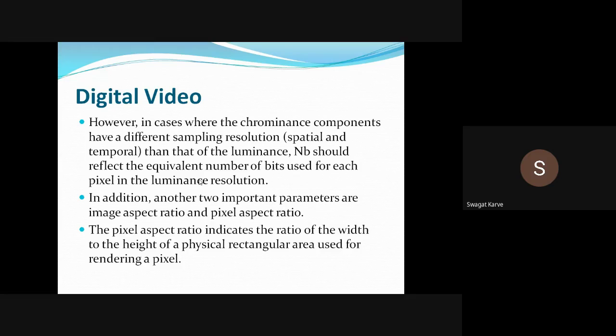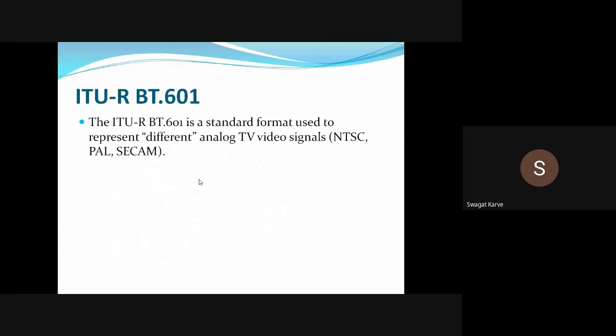म्हणजे suppose it's a 12:4, that means the width is 12, height is 4. If suppose it has a 24:8 ratio, that means 24 is the width, right, and 8 is the height. So that's the pixel aspect ratio. This is also one of the important parameters in case of digital video.